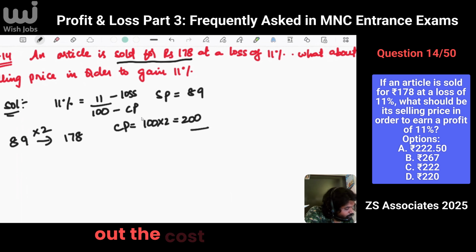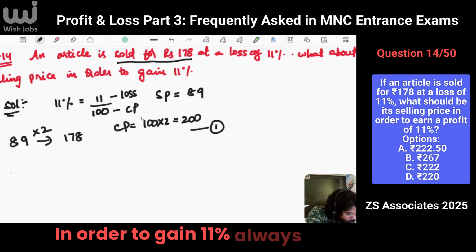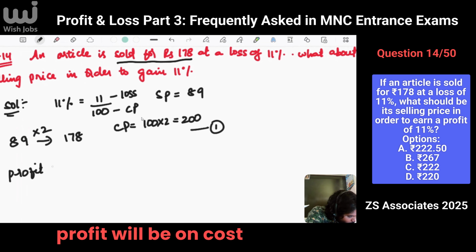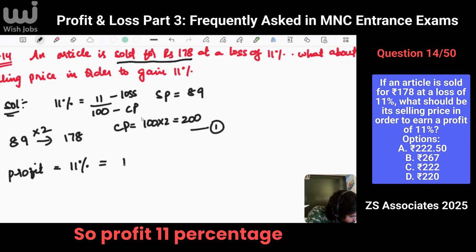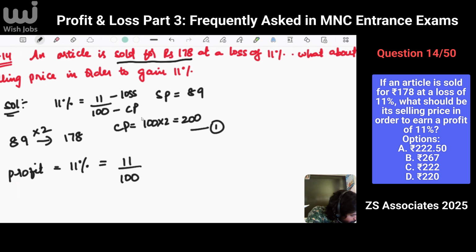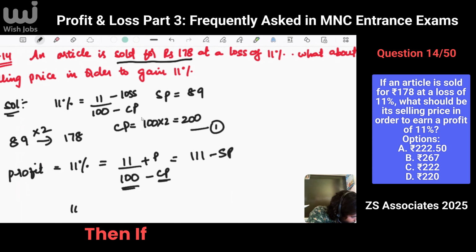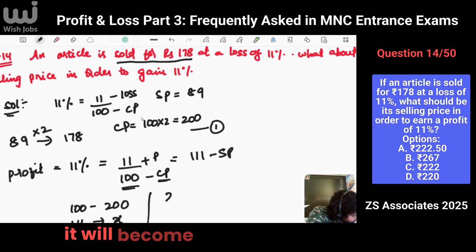Okay, so you found the cost price. But the second statement is, what would be the selling price in order to gain 11%? Always profit will be on cost price. So profit 11 percent, 11 by 100. So the selling price would be cost price plus profit, equal to 111. This is the selling price. 100 equals cost price, but in reality we got cost price as 200. Then if 100 becomes 200, 111 becomes what? It will become 222, which will be your selling price.